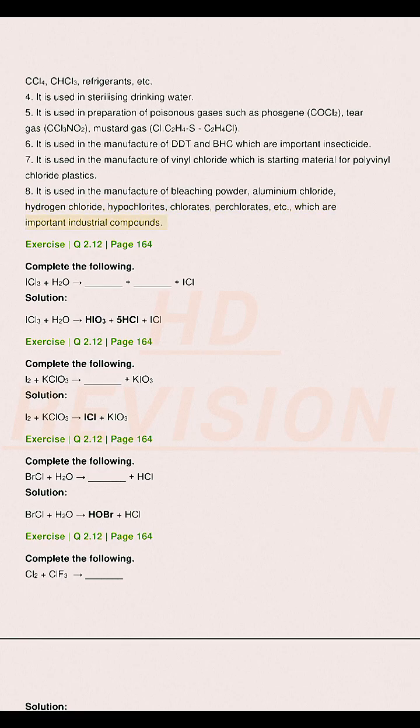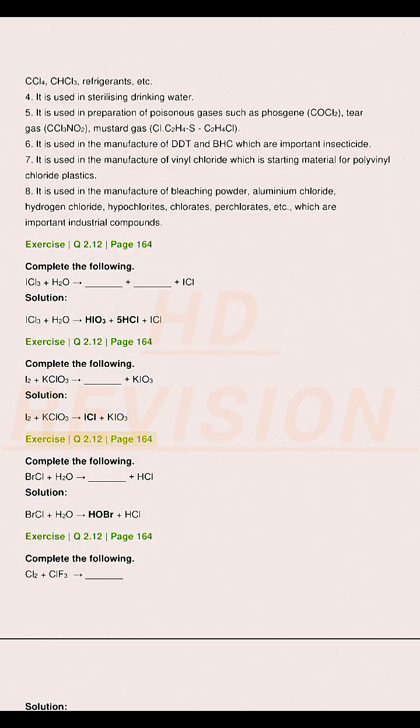important industrial compounds. Exercise Q2.12, page 164. Complete the following. ICl3 plus H2O, right arrow blank plus ICl. Solution. ICl3 plus H2O, right arrow HIO3 plus 5HCl plus ICl. Exercise Q2.12, page 164. Complete the following. I2 plus KClO3, right arrow blank plus KIO3. Solution. I2 plus KClO3, right arrow ICl plus KIO3.